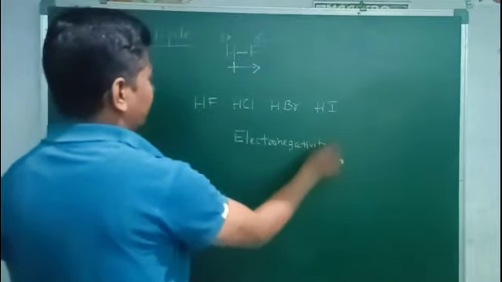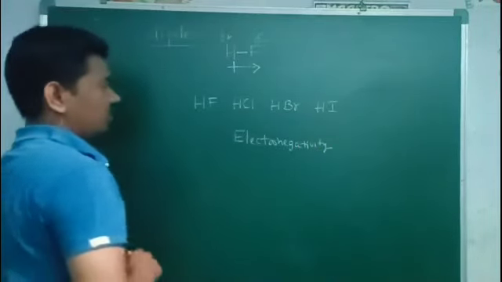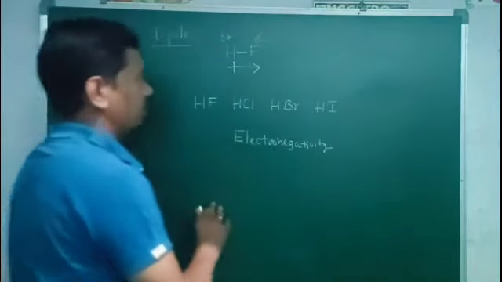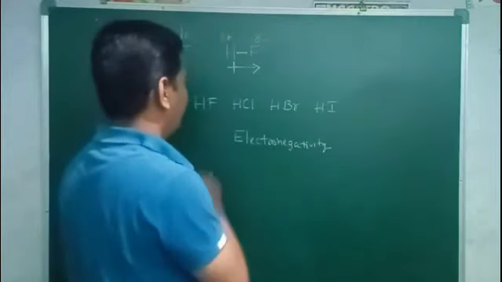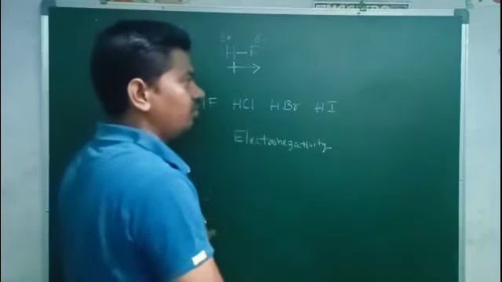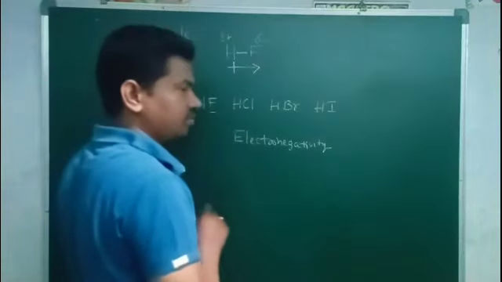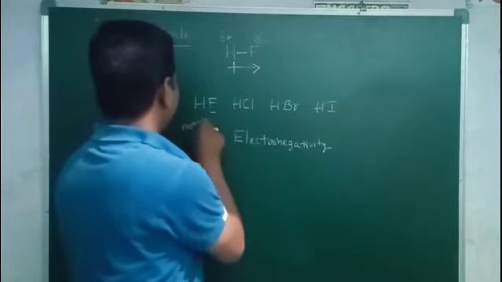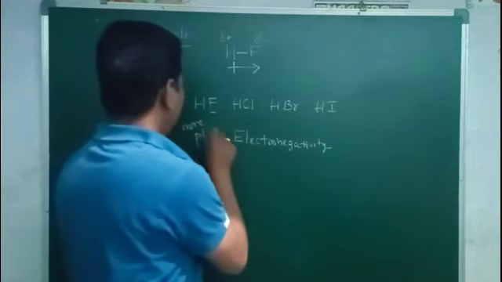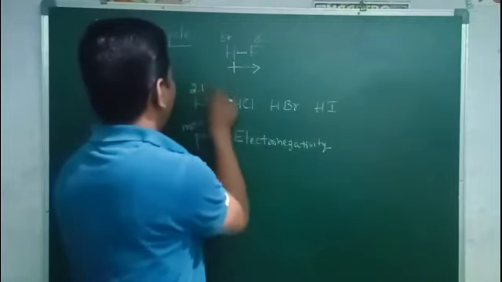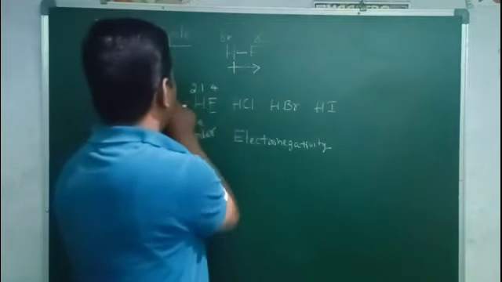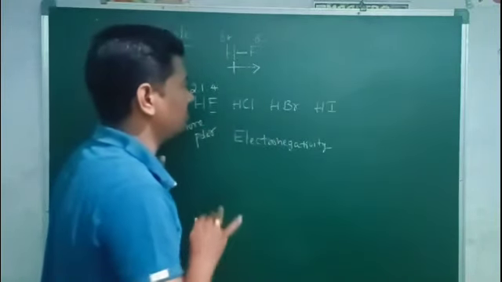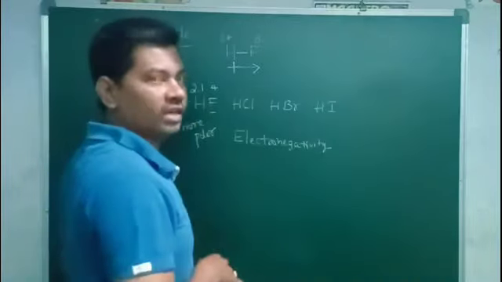What is the role of electronegativity here? The molecule which is more polar, or which has more electronegativity difference, will have more dipole moment. Here the HF molecule has more dipole moment due to the fluorine atom's electronegativity. Here it is a more polar molecule, with more electronegativity change. Here hydrogen is 2.1 and fluorine is 4, so you will get 1.9 electronegativity change in this molecule. The remaining molecules will gradually decrease as electronegativity decreases.